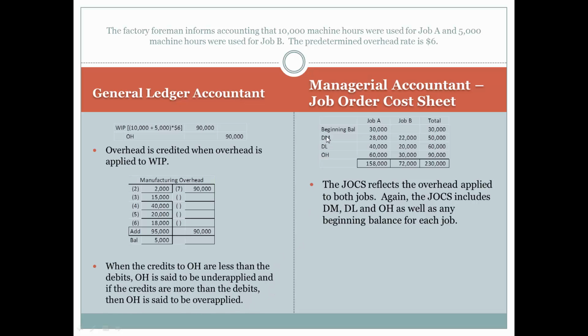Now let's see what's happening on the job order cost sheet. We said it's going to be mirroring work in process, and work in process is mirroring what's going on in the job order cost sheet. So we have overhead that we're recording, $60,000 for job A, $30,000 for job B, and $90,000 in total. The job order cost sheet reflects the overhead applied. So again, overhead applied to both jobs.